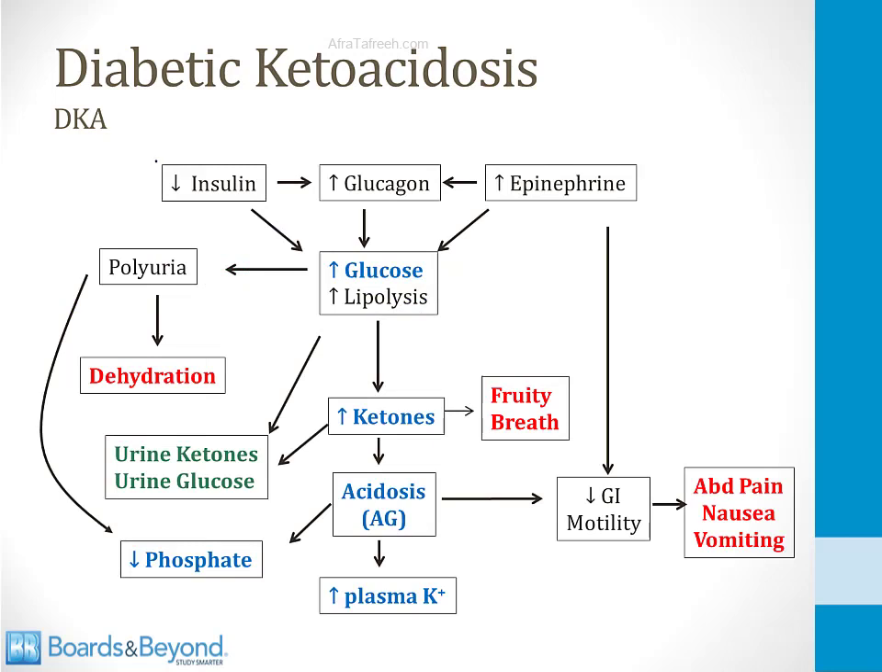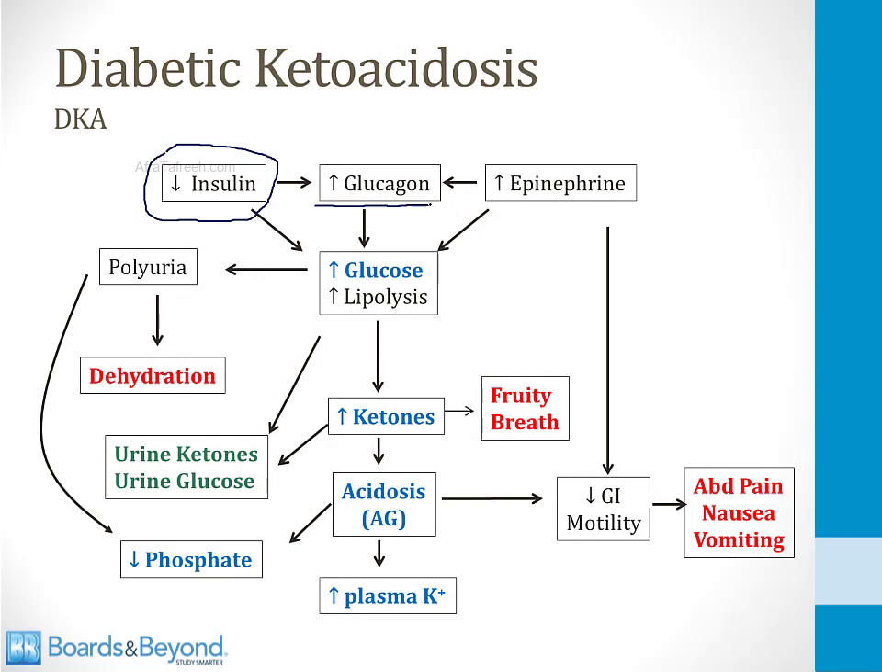The development of DKA requires low insulin. This is why DKA is much more common in type 1 diabetics who lack insulin than it is in type 2 diabetics who typically still have some pancreatic insulin production. The low insulin leads to high glucagon, and that is the first step in development of diabetic ketoacidosis.